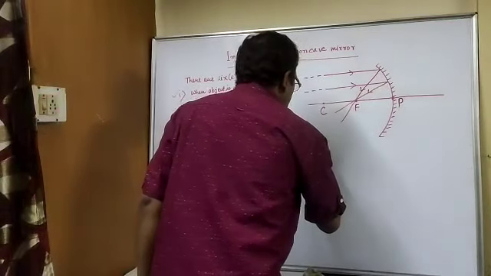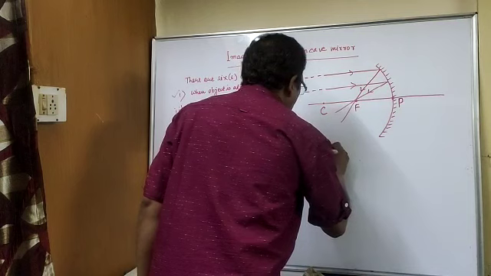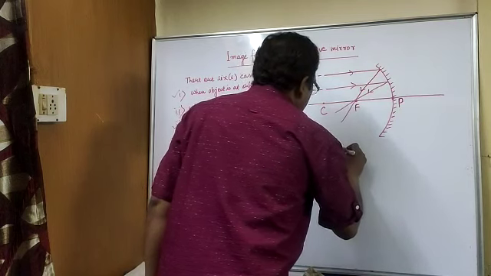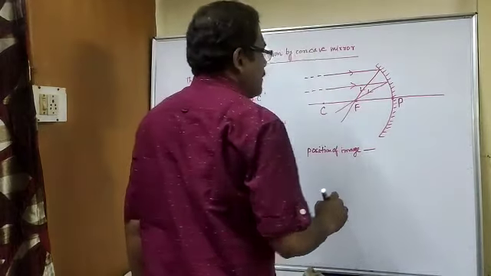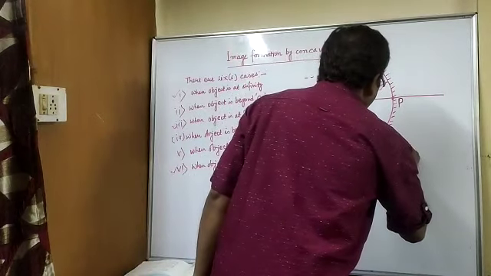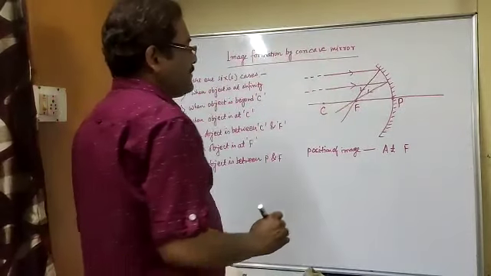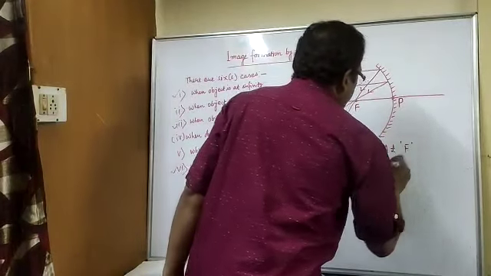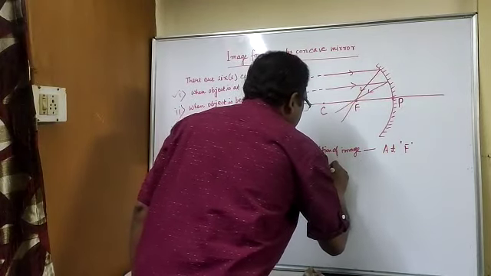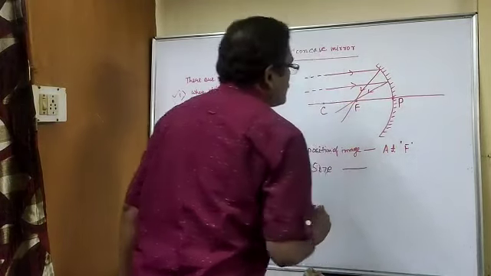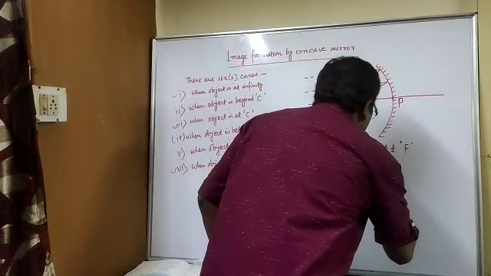So first write these things: position of image. We will write position of image at F. We are getting an image at F. Then write its size. Two rays are meeting at point F, so it is a point size image.